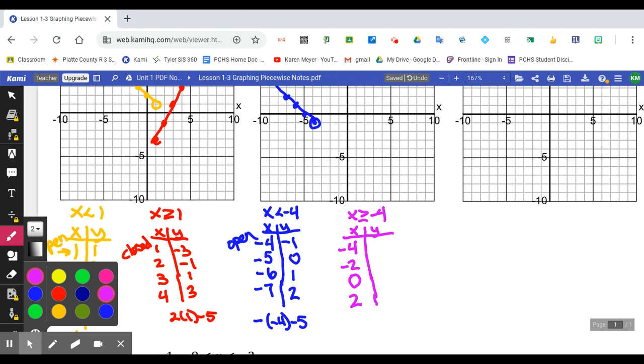So now plug these in. So you're looking at -5 over 2, parentheses, -4 minus 1.